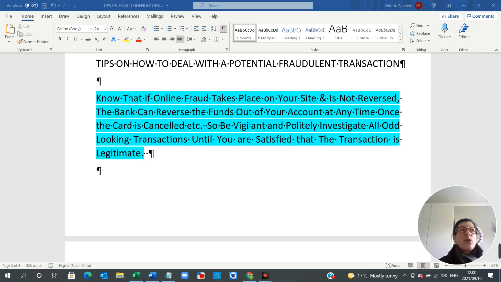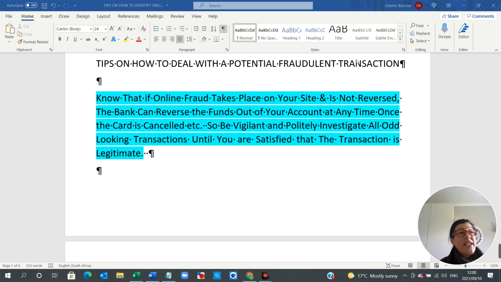Last week we were chatting about how to recognize the potential for online fraud taking place on your e-commerce platform. And we were going through all the indicators or the indications of potentially something fraudulent happening within your online shop. Today we're going to be chatting about tips on how to deal with a potential fraudulent transaction.